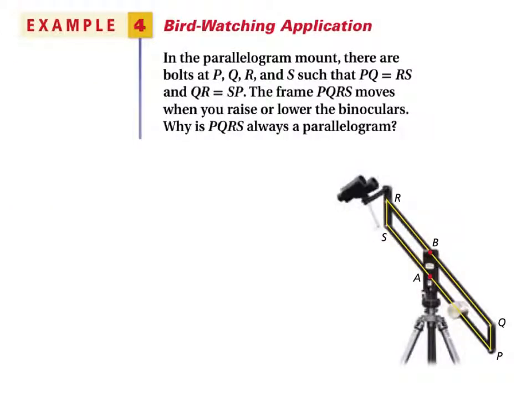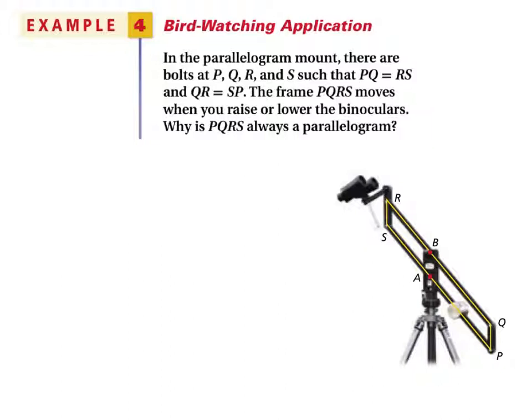Our last example. In a parallelogram mount, there are bolts at each of these points, P, Q, R, and S. Now, we know that PQ is equal to RS, and QR is equal to SP. The frame PQRS moves when you raise or lower the binoculars. Why is PQRS always a parallelogram?